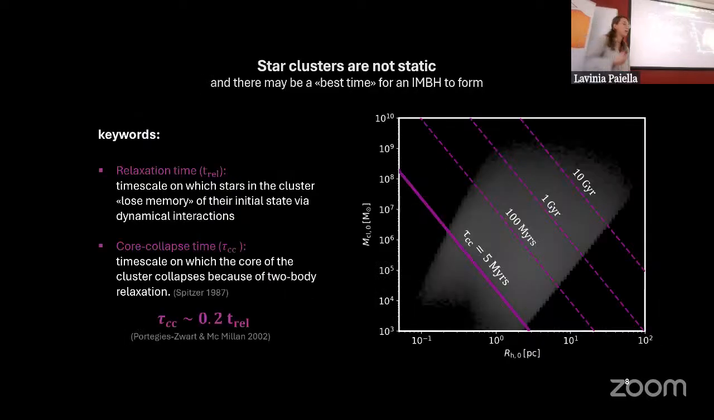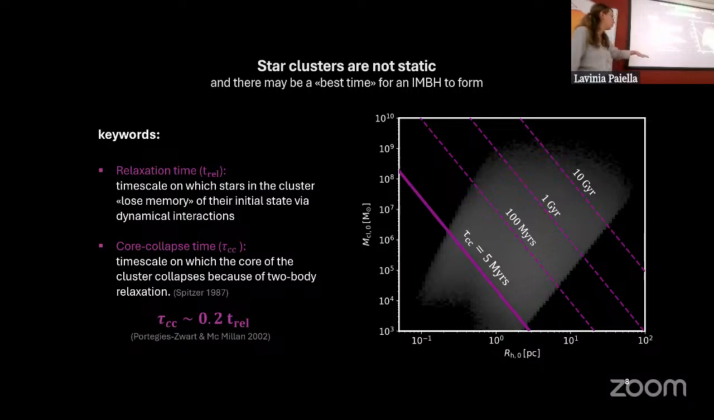Now, let's add a layer of complexity. Star clusters are not static. They evolve through time, and there may be a best time to produce an IMBH. The evolution of a star cluster, so the evolution of its mass and radius, usually scales with the relaxation time, which is the most fundamental time scale in the cluster. It is the time it takes for a star to lose memory of its initial state, especially its initial velocity, because of repeated interactions with other stars in the cluster.